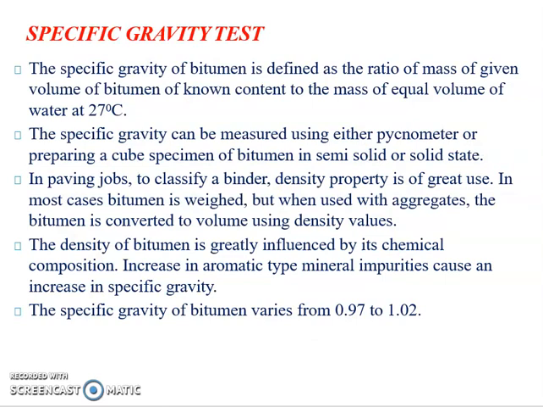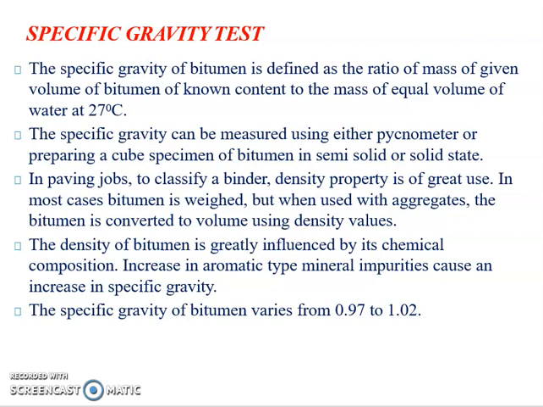Next one is specific gravity test. This also, first we can see in the aggregate specific gravity. Now we see the bitumen specific gravity test. The specific gravity of bitumen is defined as the ratio of mass of a given volume of bitumen of known content to the mass of an equal volume of water at 27 degrees centigrade.